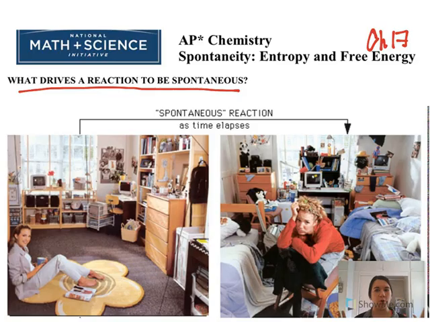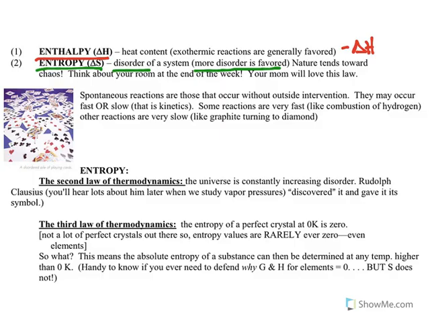So, if we think about this, the increased disorder of the bedroom is actually favored, as opposed to everything being perfectly in its spot. Nature tends towards chaos. Think again about that room at the end of the week. Your mom would love this law, or maybe she wouldn't love this law. You might love this law, and just being able to say, well, my room just tends towards disorder.